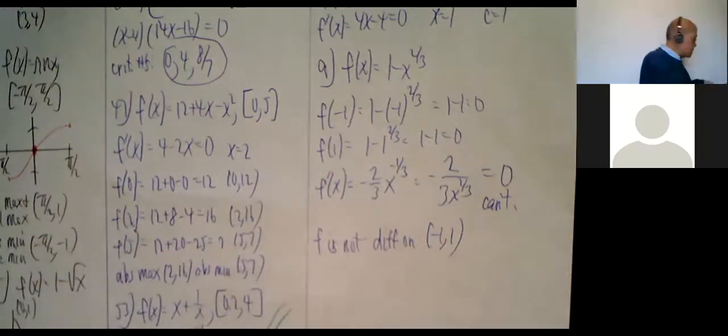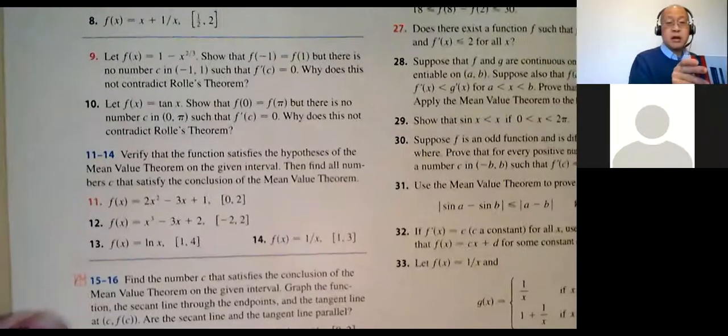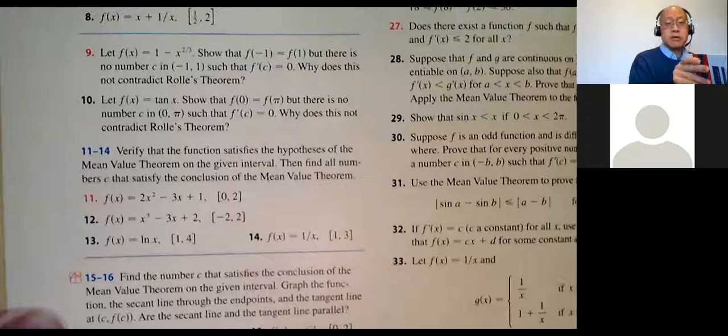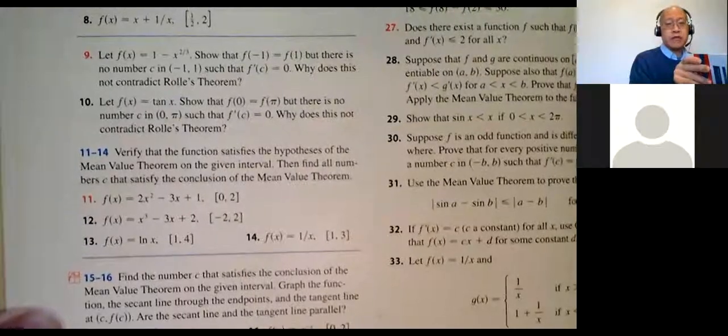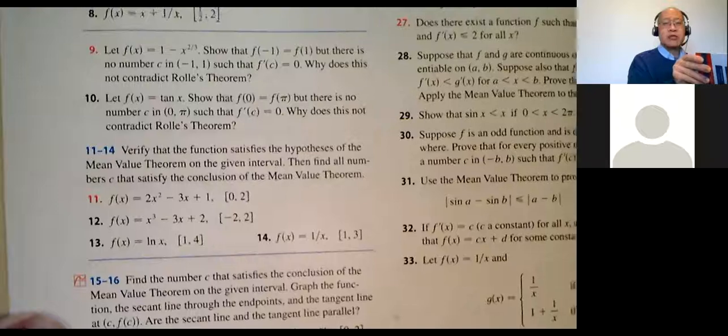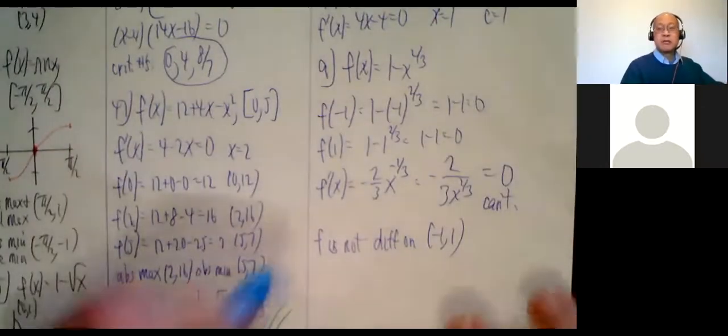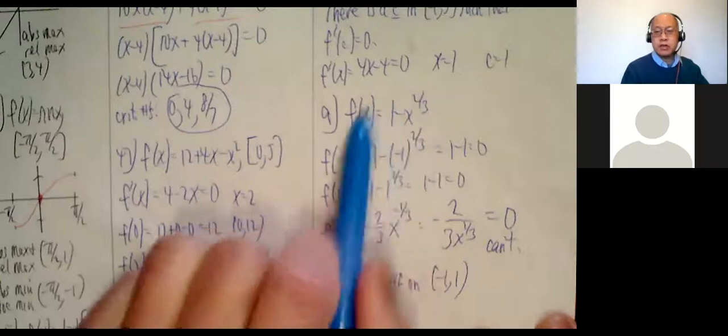However, they say there is no number c between -1 and 1 such that f prime of c is equal to 0. In other words, the derivative is not equal to 0 anywhere. Let's try it. What's the derivative of this function?